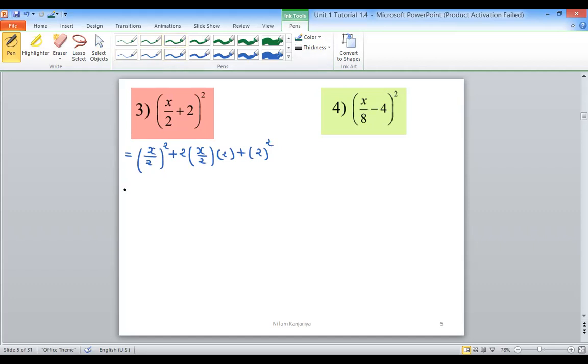Now we apply the square. x² and 2² is 4, so x²/4. But look here, the 2 cancels, this is x into 2, so 2x/2, that is x. Plus 2² is 4. And it's your answer.